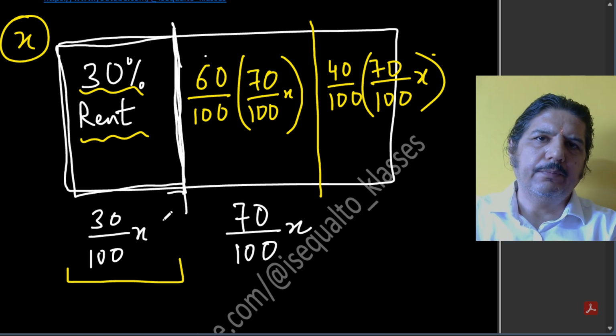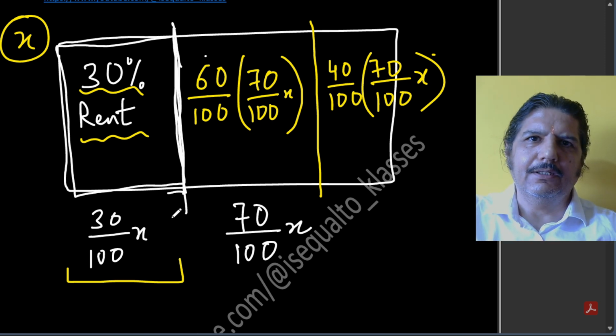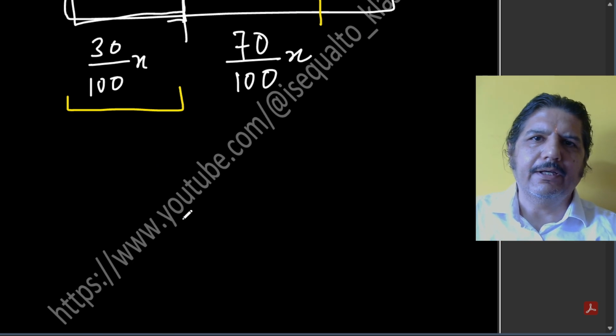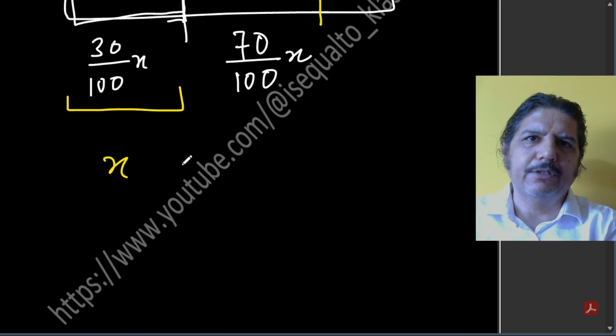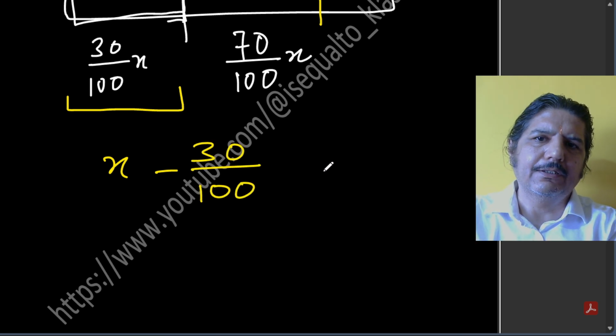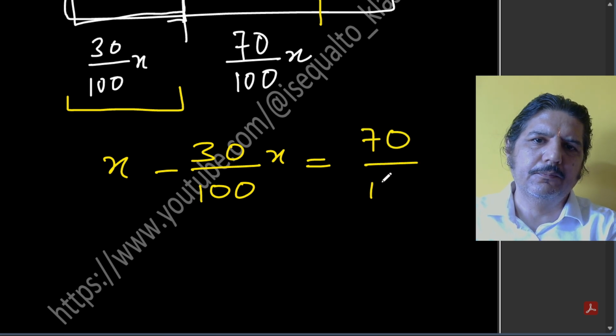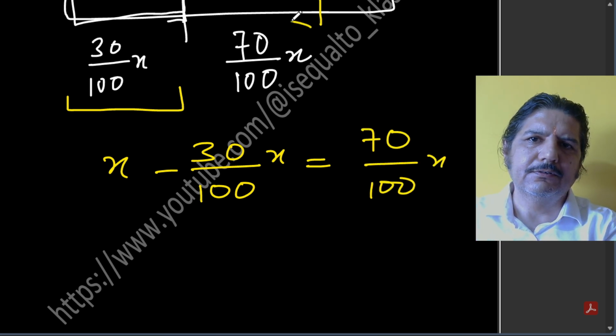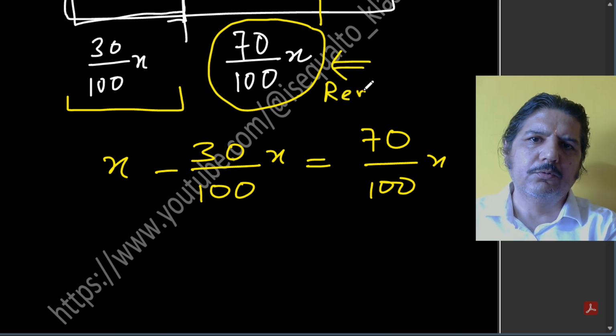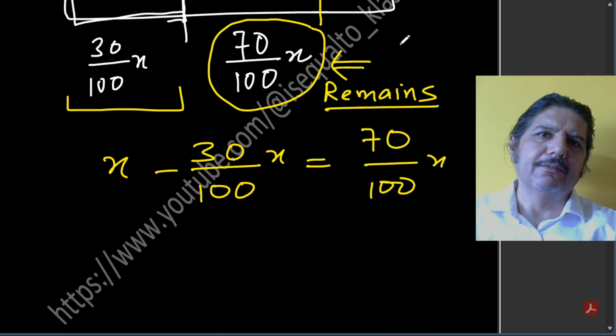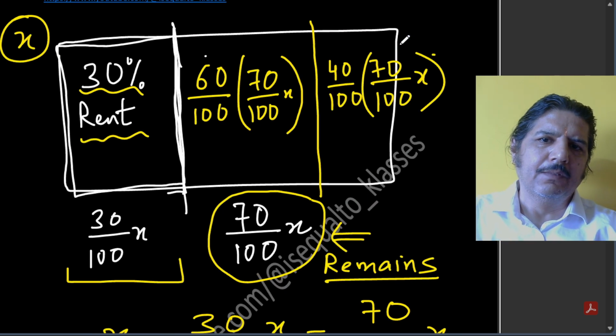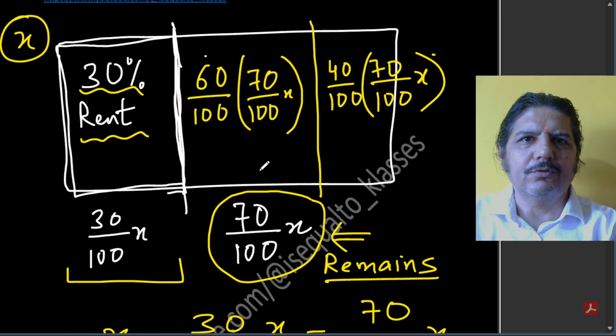Now, after she has paid rent, what is remaining? If I assume her total salary to be X and 30% she has spent on rent, then X minus 30% of X will be 70 upon 100X. So 70 upon 100X is the amount that remains after she has paid the rent. Now you need to understand this, because on the basis of this, the rest of the question would be done.